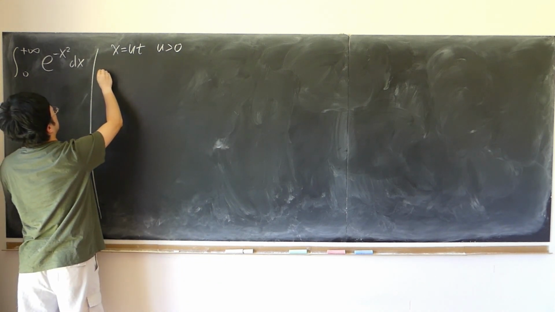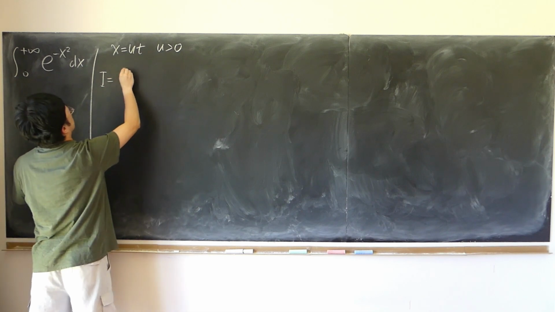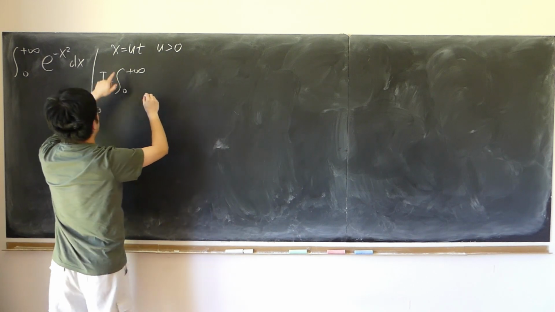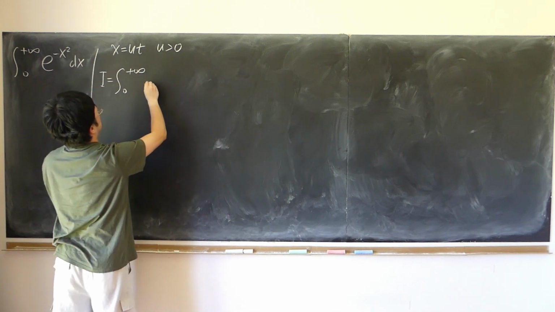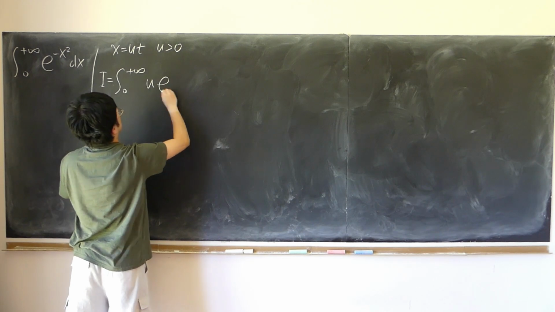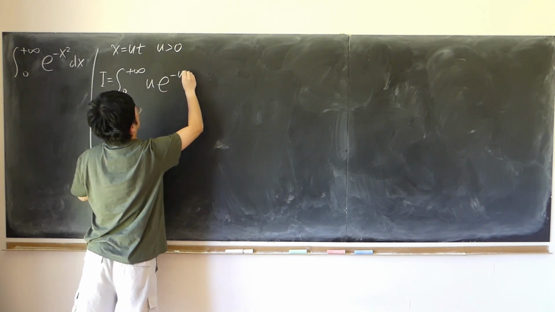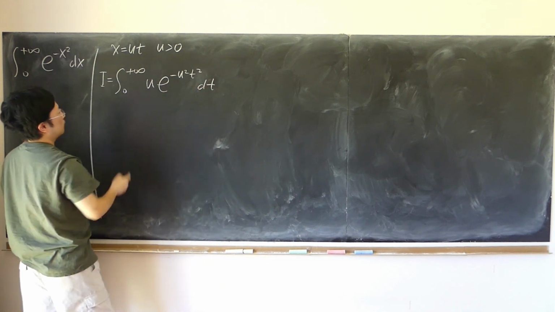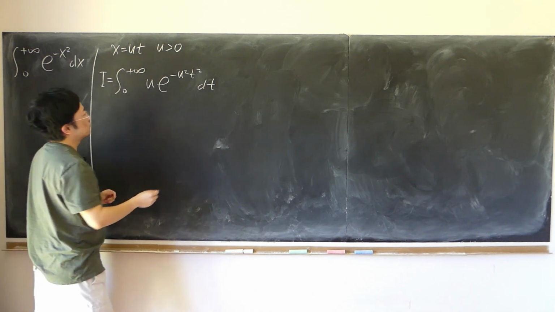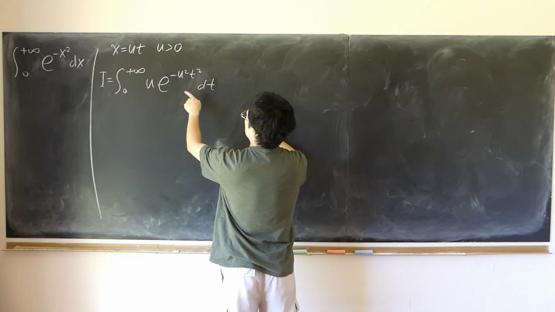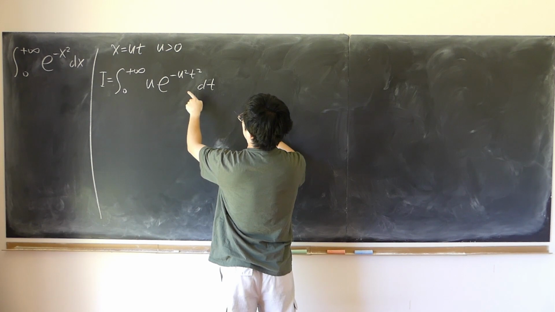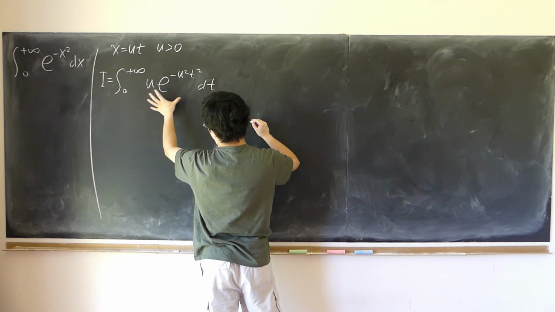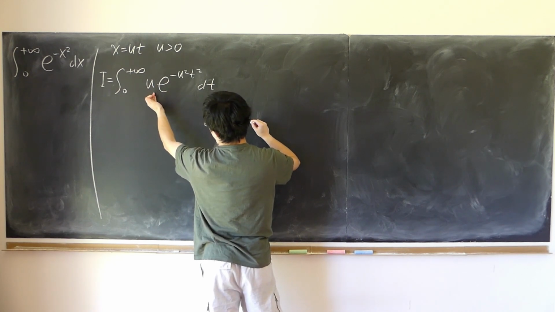So in that case, my original integral, 0 to positive infinity of e to the negative x squared dx, becomes u dt, right? So e to the negative u squared t squared, then dt. The same thing. So if we just say this is a function in terms of u, but since it's still the same integral, this is a constant function with respect to u.